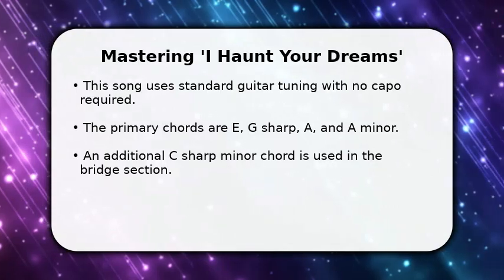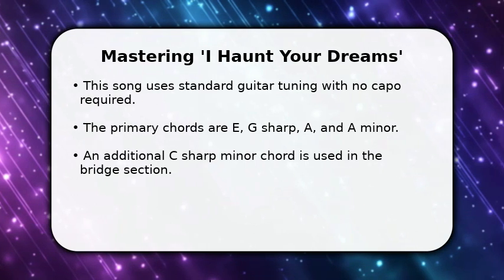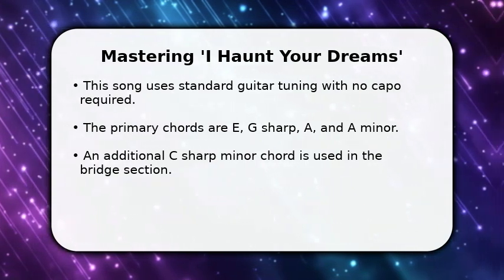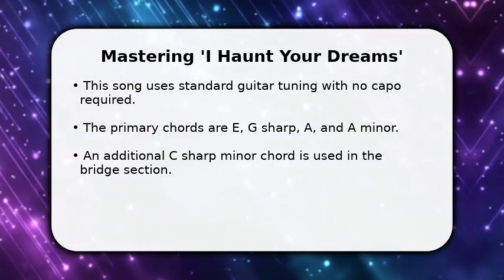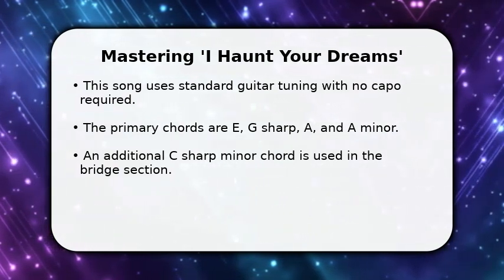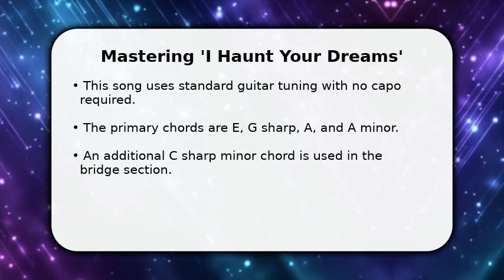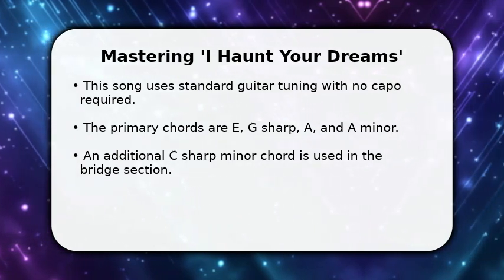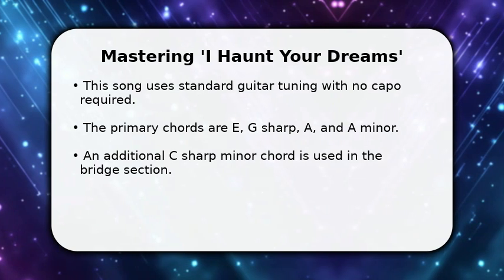In this video, I will explain how to play I Haunt Your Dreams on guitar. We'll start by getting familiar with the main chords. You'll need to know E, G sharp, A, and A minor. For the bridge, we'll introduce a C sharp minor. Ensure your guitar is in standard tuning, and you won't need a capo for this song.